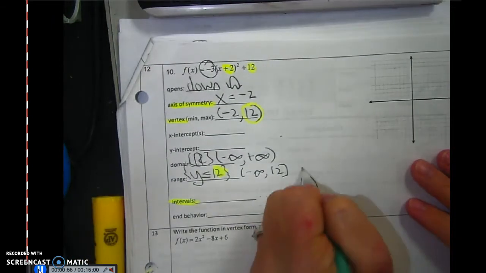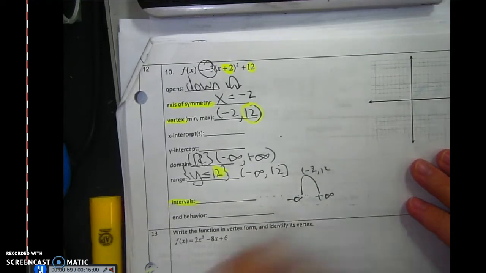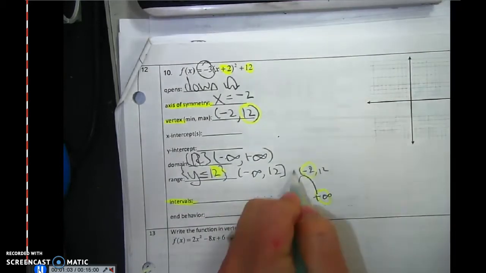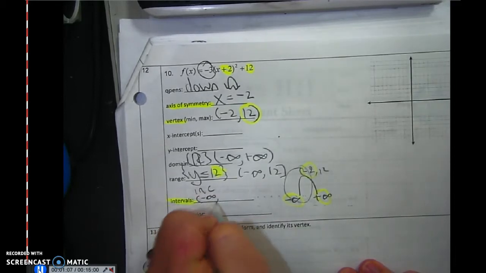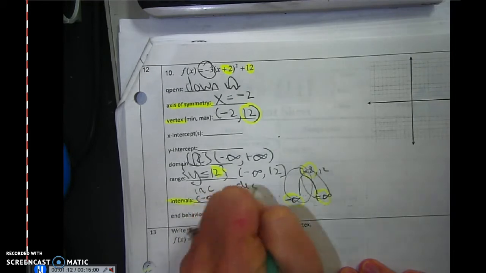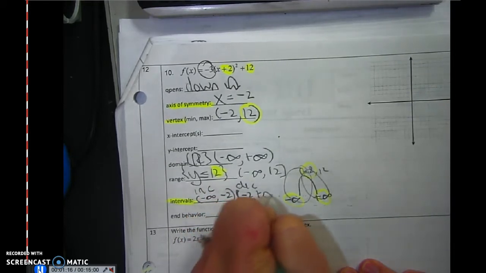So I'm going to draw it. Negative 2, 12. This is negative infinity. This is positive infinity. Focus on the x values. From here to here, it's increasing. Negative infinity to negative 2. And then it's decreasing from, parentheses, negative 2 to positive infinity.